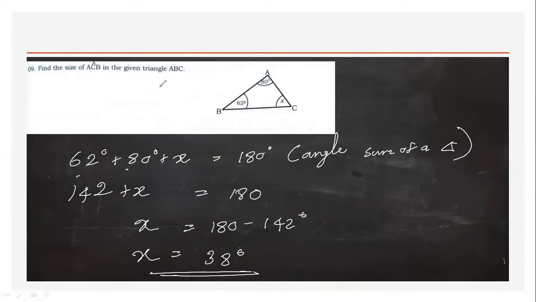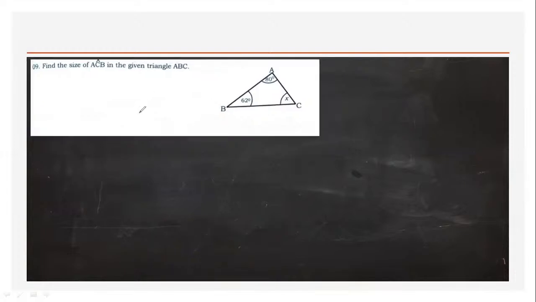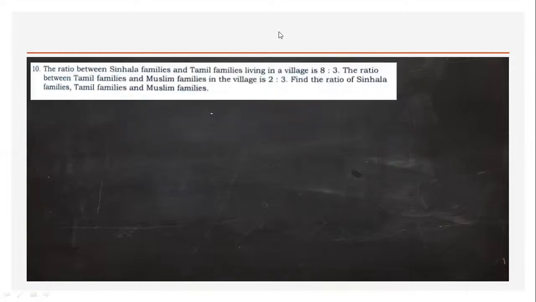Next one, find the size of angle ACB in the given triangle ABC. Then we have done it, right? Sorry, we have to do the next one.